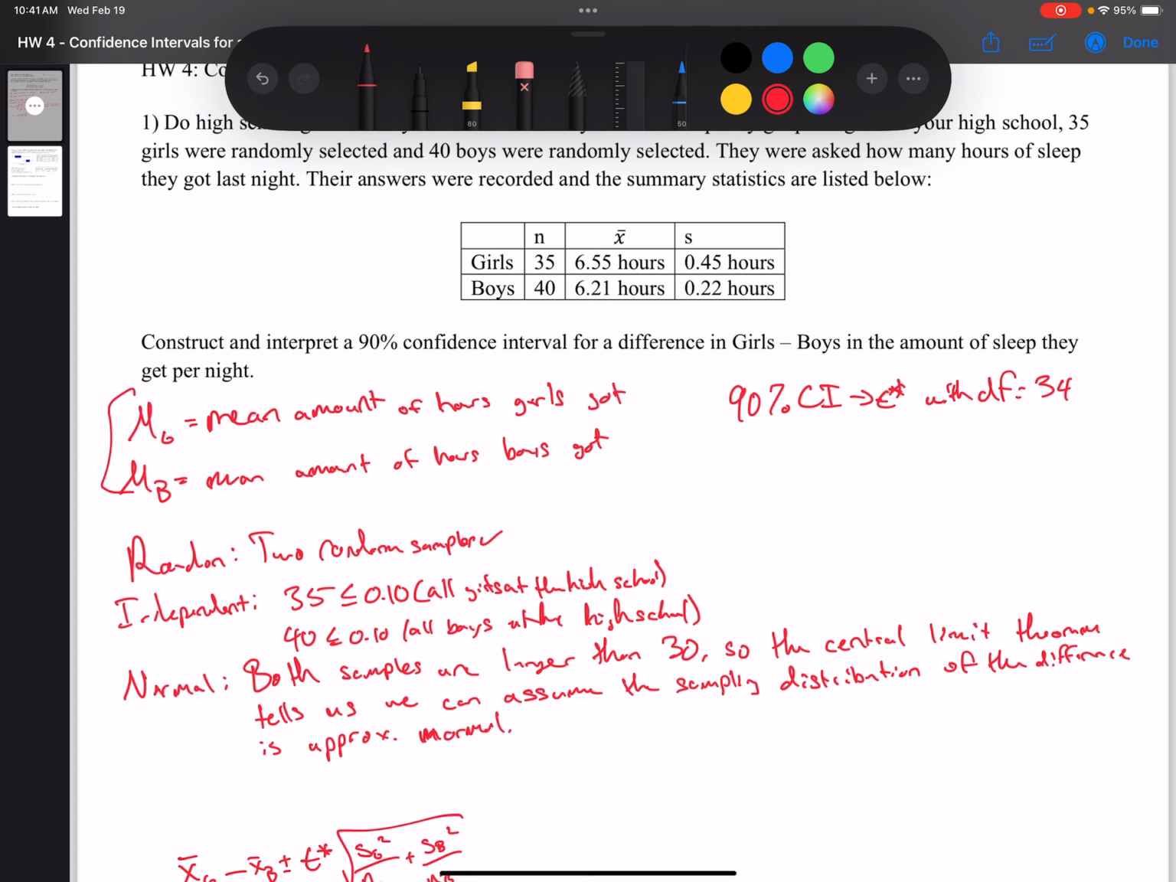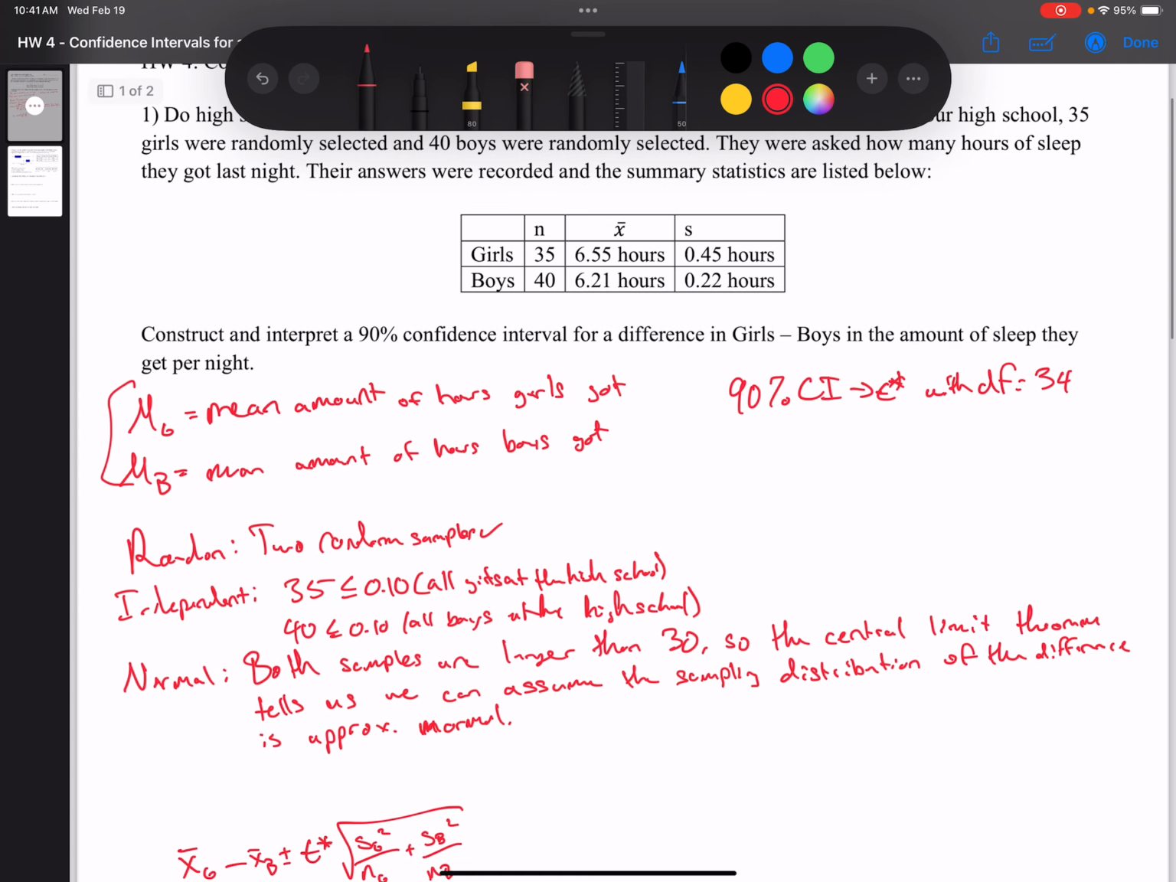So we're going to have two different means: means for girls, means for boys, the amount of sleep they get. We're doing a 90% confidence interval, with degrees of freedom. That might be new. Degrees of freedom for this one is just the lesser of the 2 degrees of freedom. So the degrees of freedom for girls was 34, for boys was 39, so degrees of freedom for the combined sample is going to be 34.